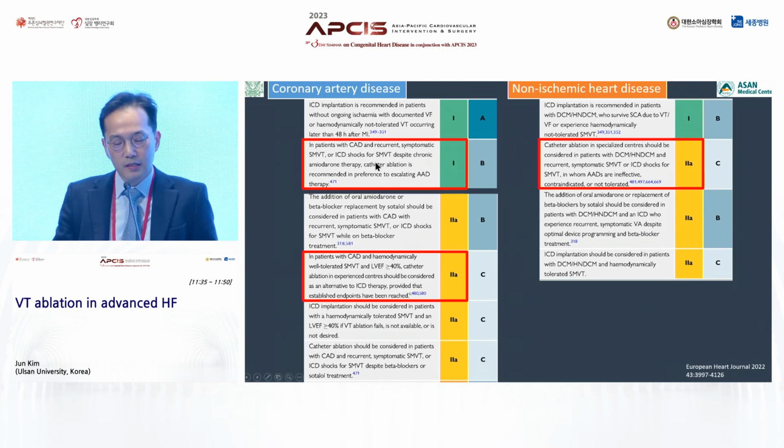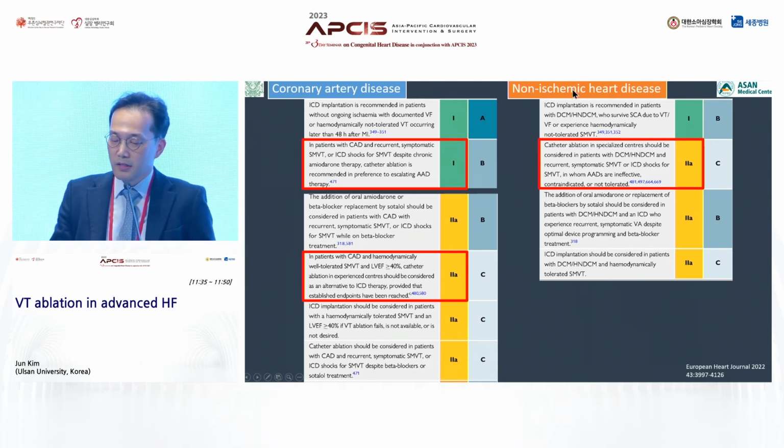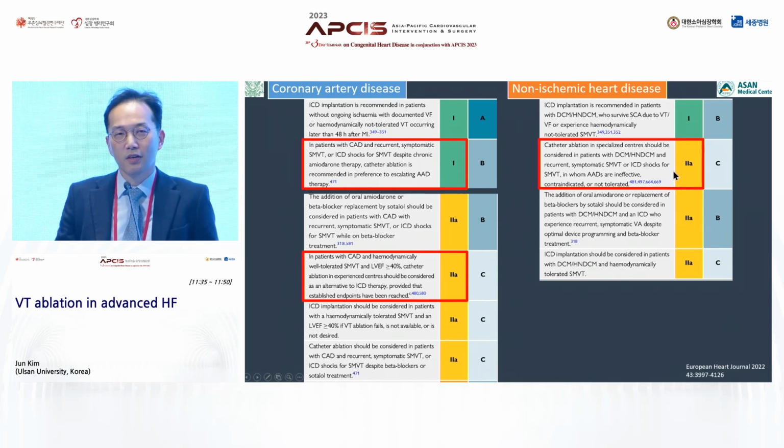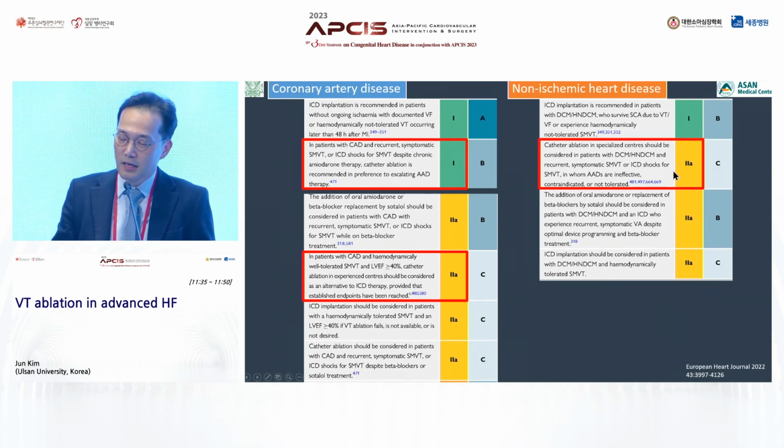So in those patients with coronary artery disease, if the patient has symptomatic sustained monomorphic VT, like just the last case, and he had a recurrent shock, cath ablation is recommended as a class 1 indication. But in non-ischemic heart disease, cath ablation is recommended as a class 2A indication because the non-ischemic cardiomyopathy patient has a very diverse cause of substrate, so it is quite difficult, and the procedure itself can precipitate heart failure aggravation.